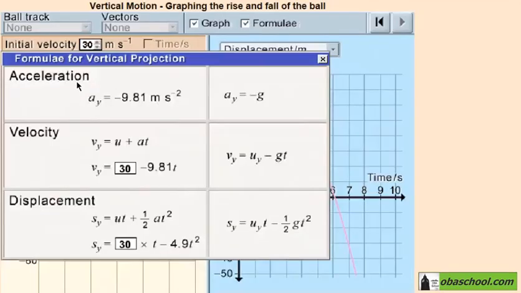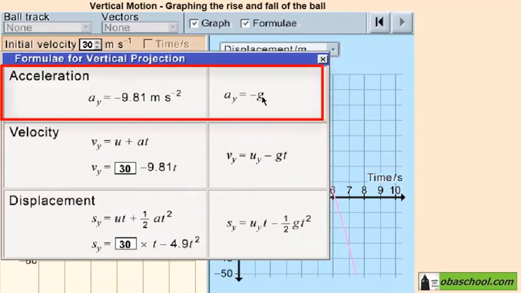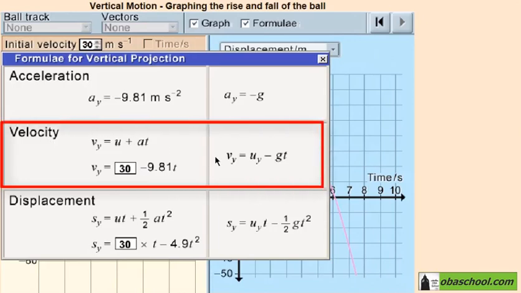So the acceleration was a straight line since it's constant and it's equal to the negative of the gravitational constant, which is equal to minus 9.81 meters per second squared. The velocity is equal to the initial velocity on the y-axis minus gt, where g is the gravitational constant and t is the time.